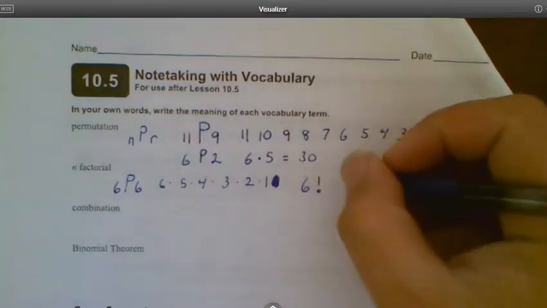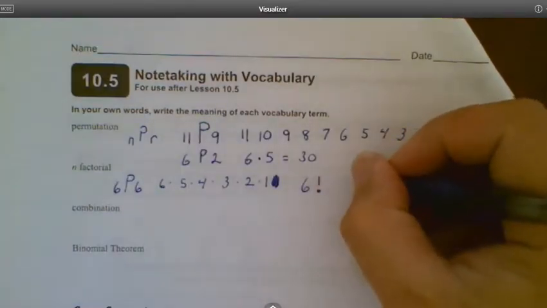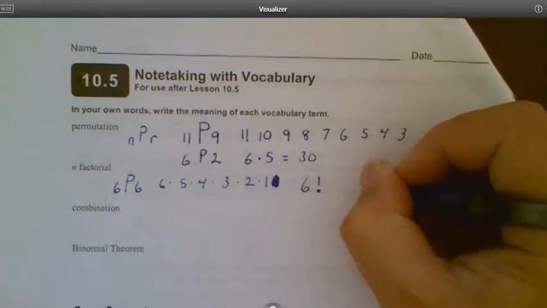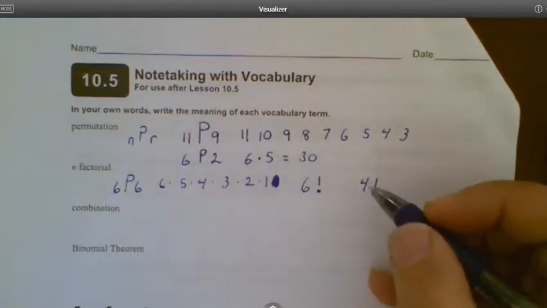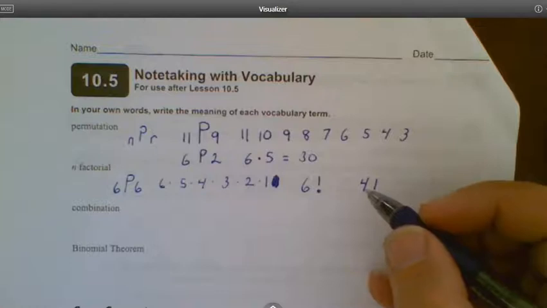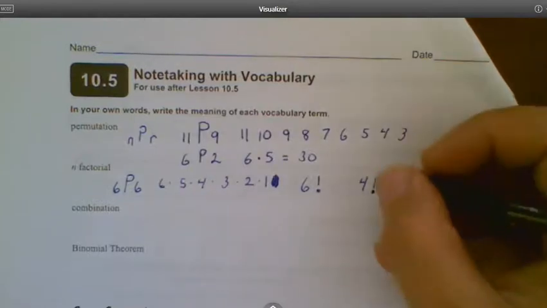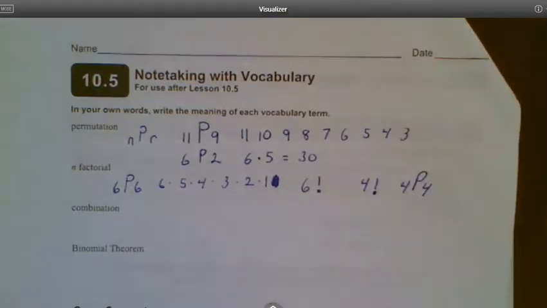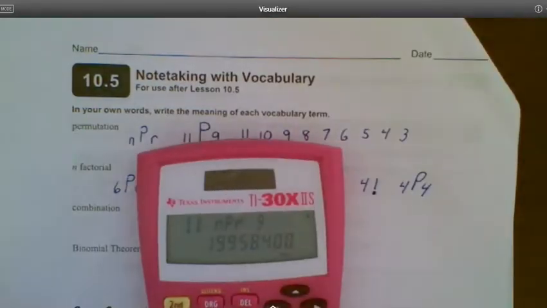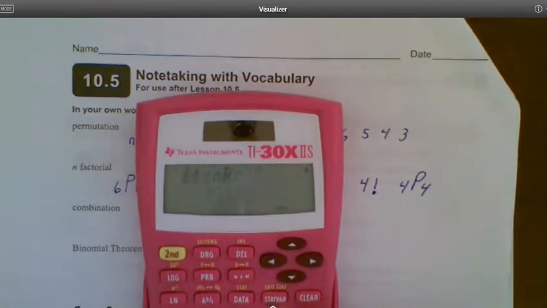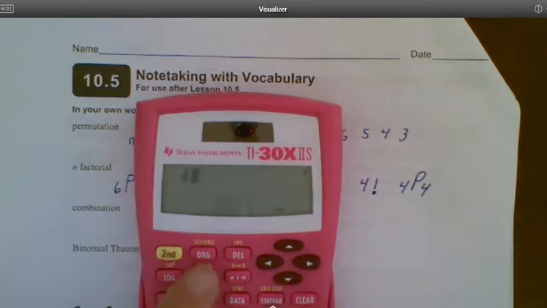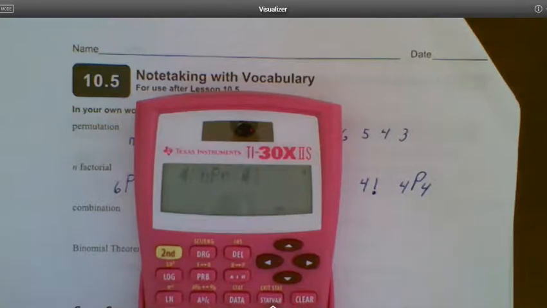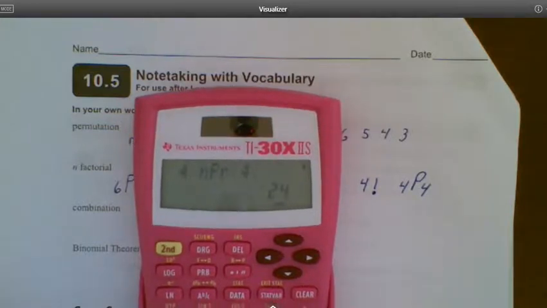If I said, I don't know, 4 factorial, that would, again, just mean 4 times 3 times 2 times 1. And that would mean the same thing as if I did this. So we could write it either way. So I could do 4p4. So I'm going to do 4p4. And so my answer is 24.